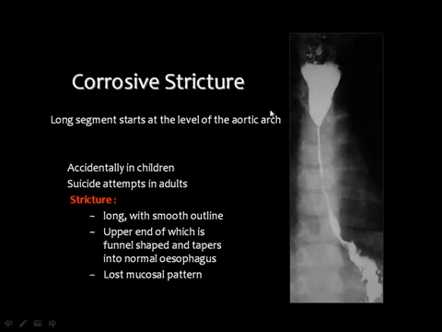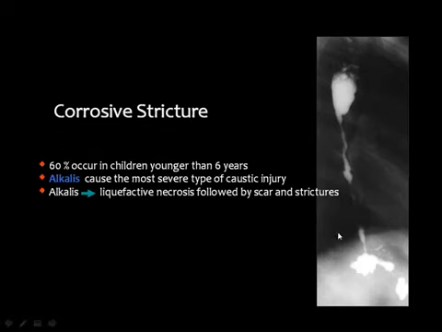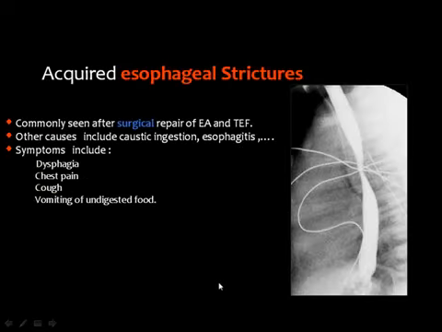Corrosive stricture is a well-known form of lesions in the esophagus in the pediatric age group. And this stricture is characteristically very smooth, appearing as a benign lesion, but it's usually very long, affecting a long segment of the esophagus, as you can see here. And this is another case of corrosive stricture of the esophagus affecting a long segment of the esophageal lumen.